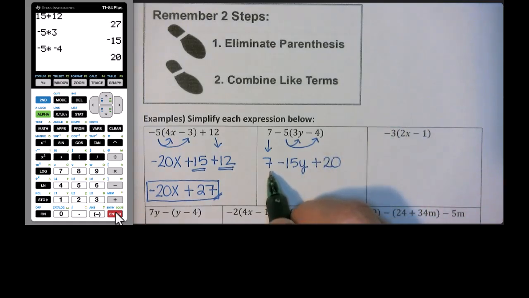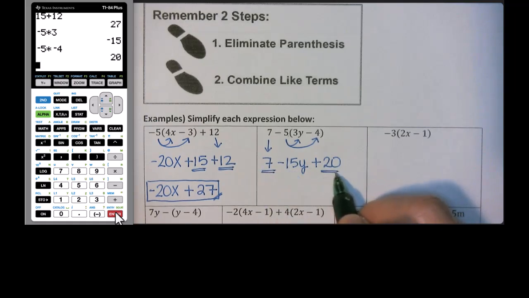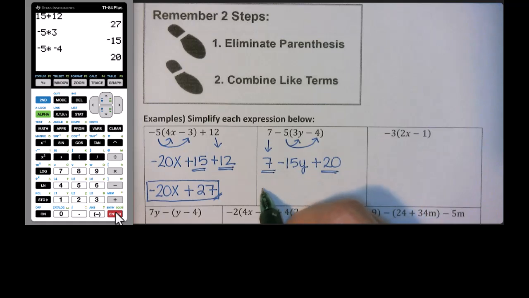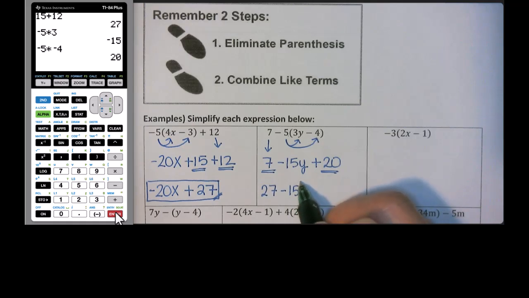Now, next step is to combine like terms. Who can I combine with 7? I can combine with 20. So 7 plus 20 is 27. And we bring down the negative 15y. So that's my final answer.